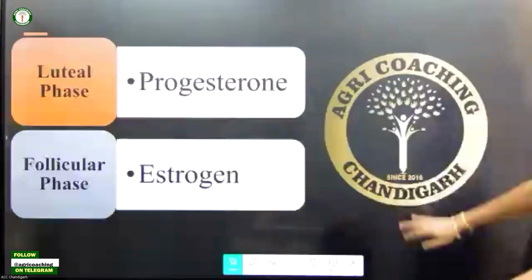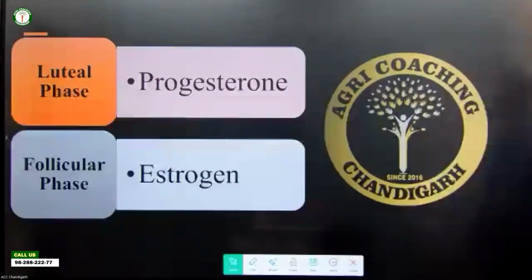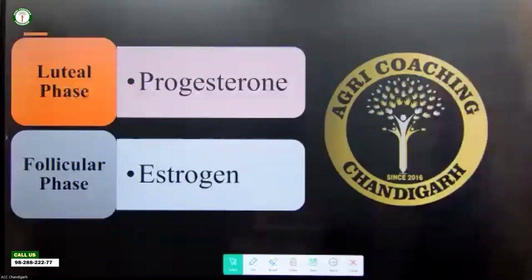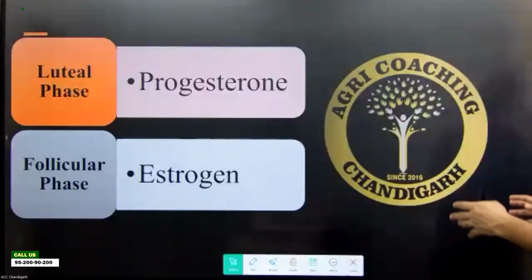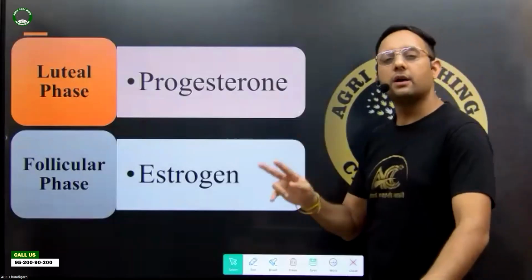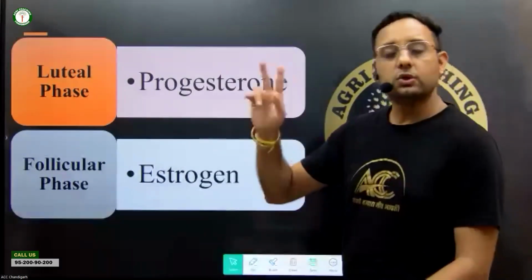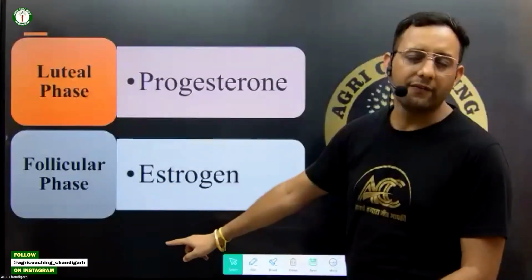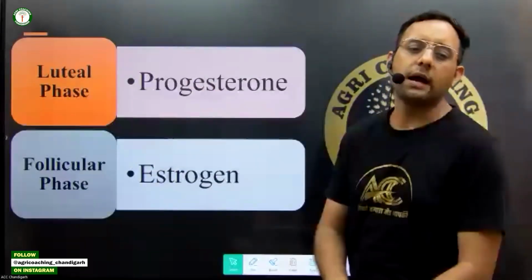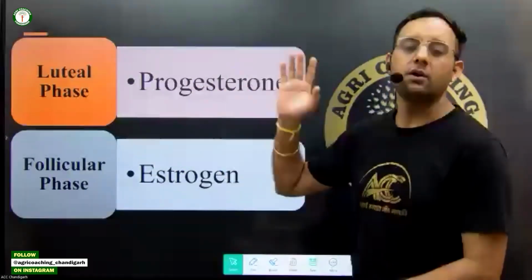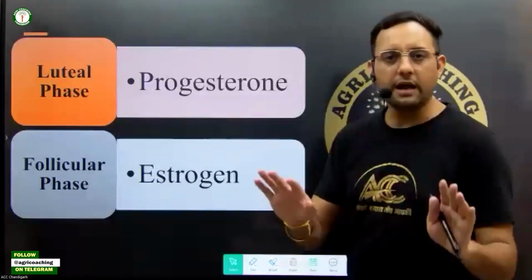Coming back to the point. So now we are clear till this point. There are 4 stages and 2 phases, and the first 2 stages will be controlled by the estrogen hormone. Those 2 stages will come under the follicular phase, and the last 2 stages will come under the luteal phase, which will be controlled by progesterone.